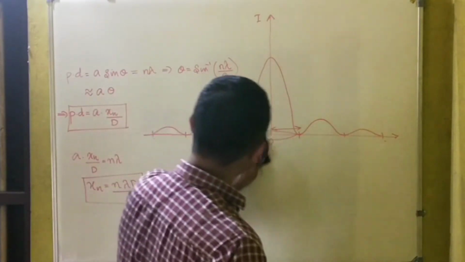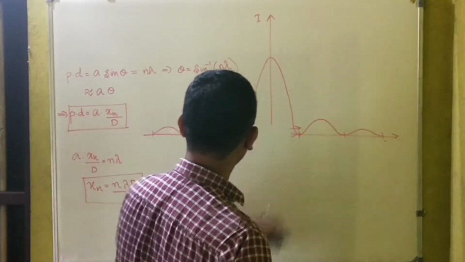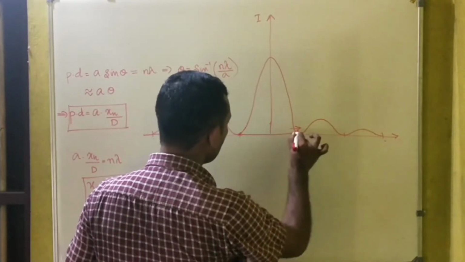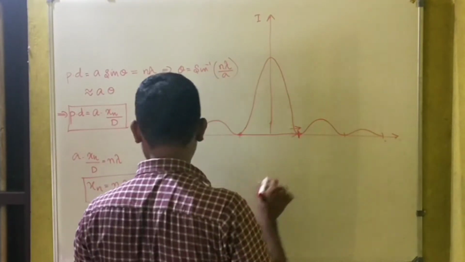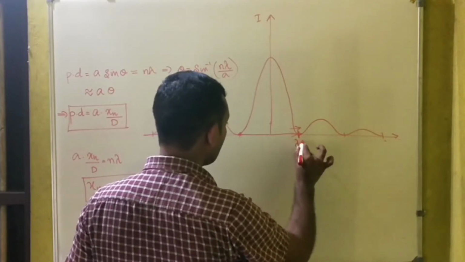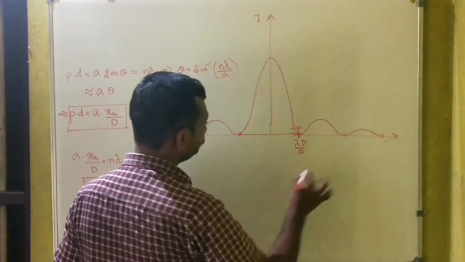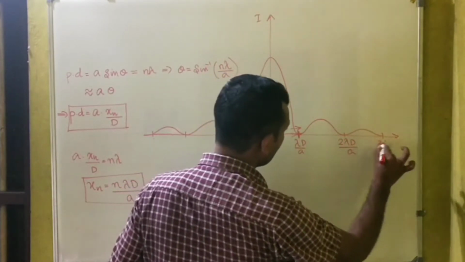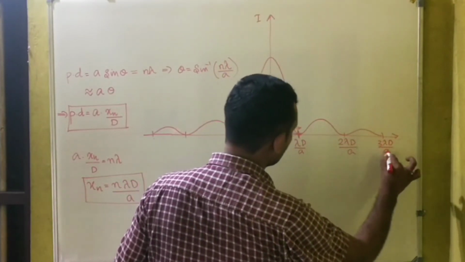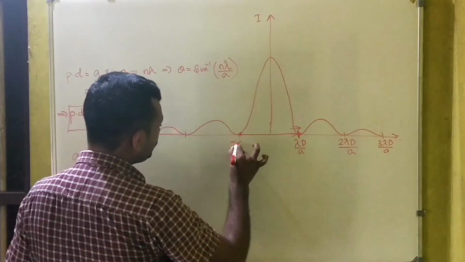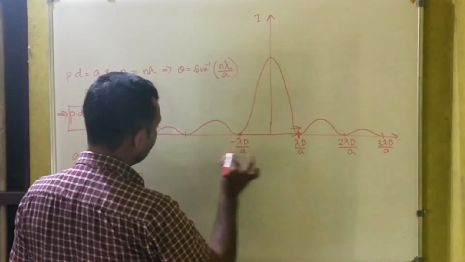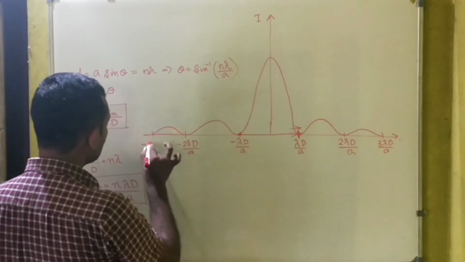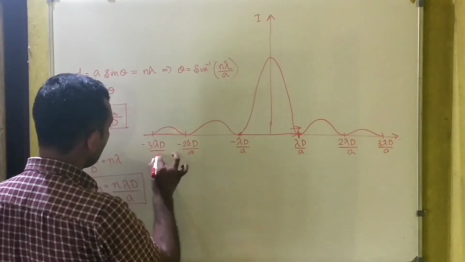Now let us consider that also here. This is x1, for n equal to 1, lambda capital D divided by a. For n equal to 2, 2 lambda capital D by a, then 3 lambda capital D divided by a, and on the other side minus lambda capital D divided by a, minus 2 lambda capital D divided by a, minus 3 lambda capital D divided by a.